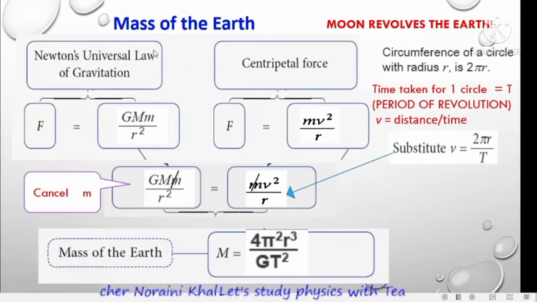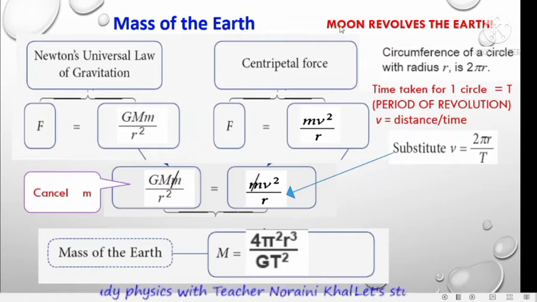Let's say we want to determine the mass of a planet, for example, the mass of the Earth. By using Newton's universal law of gravitation that we discussed earlier, F equals GMm divided by r squared, and the formula of centripetal force, F equals mv squared divided by r. The gravitational force that acts between two objects is equal to the centripetal force. That's why we can write it this way: GMm divided by r squared equals mv squared divided by r. You can cancel the small m.